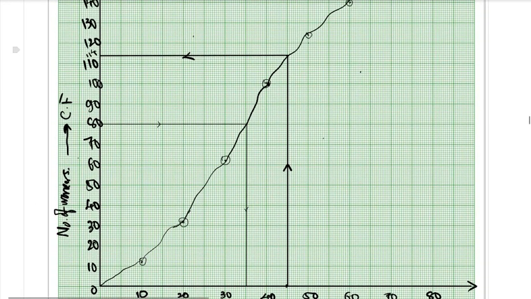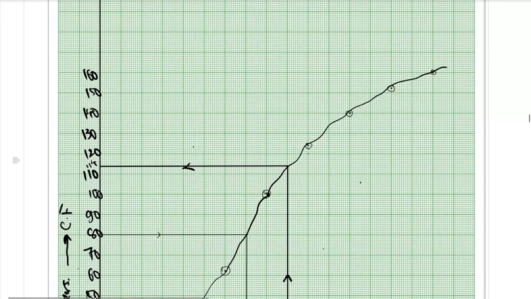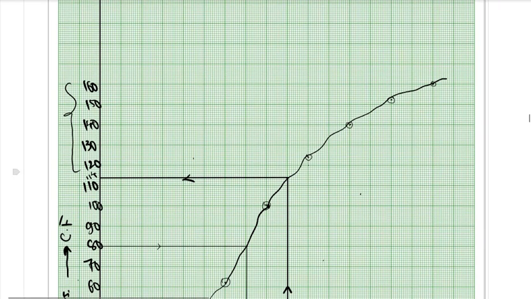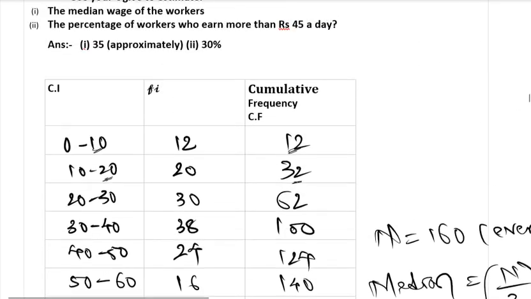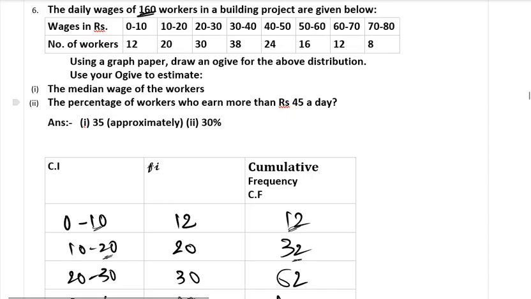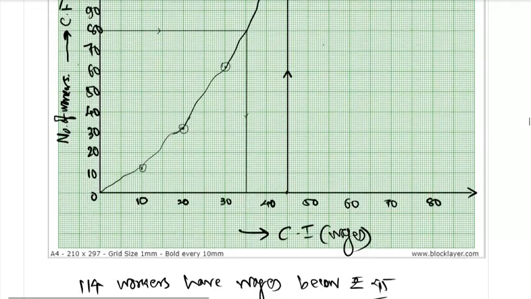As we can see here from the graph, these many workers, 0 to 114, are below rupees 45, but these many workers from 114 to 160, they are above rupees 45. And what we have to find? The question is the percentage of workers who earn more than rupees 45 a day. Now we have to find the percentage.